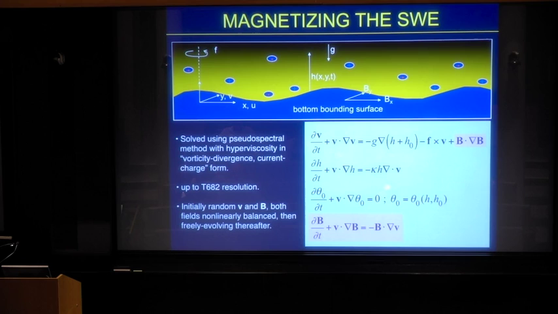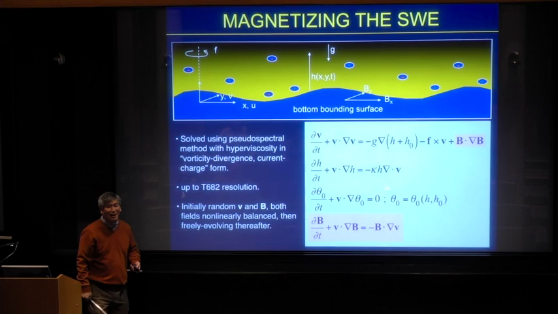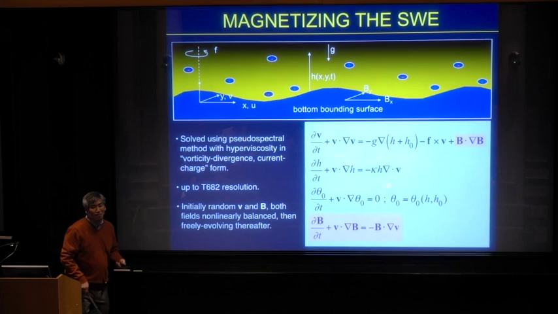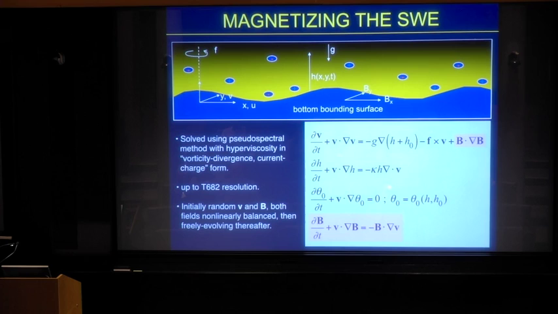Okay, so I'm going to show you some simulations now, but not images, just to give you some simulation parameters. The equations are solved using a pseudo-spectral algorithm in spherical geometry. So the Legendre basis is used, and even though in the equations here I didn't put down explicit viscosity, there is some viscosity that we put in. It's a type of viscosity called hyperviscosity, which can be fairly easily implemented in a spectral algorithm. And the whole thing is solved in vorticity, divergence, current charge form. This form of the equation is particularly easy to solve within the spherical algorithm. So we've done essentially thousands of simulations exploring the parameter space in full.